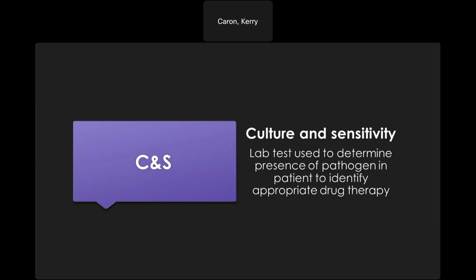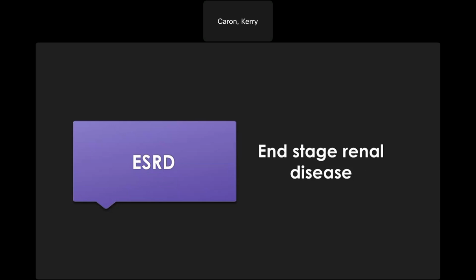C&S is culture and sensitivity. And basically the culture part is to determine if there's a pathogen. So is there a microorganism causing harm? And the sensitivity lets us know which drugs, which antibiotic therapy would be effective against that pathogen. So culture and sensitivity. ESRD is awfully like GERD, reminds me of GERD, but it stands for end stage renal disease. So it's the end stage kidney disease.